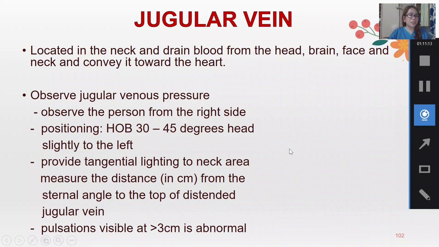You have to observe the jugular venous pressure. Ayan, jugular venous pressure. Observe the person from the right side. So, right side po ha, tandaan ninyo, right side. Positioning ng client, the head of the bed should be at 30 to 45 degrees, lightly to the left. Okay, so nakatingin sa left. Provide tangential lighting, dapat may ilaw sa neck area, and measure the distance in cm. From the sternal angle to the top of the distended jugular vein. So, gaano kahaba? Pulsations visible at less than 3 cm, at greater than 3 cm is abnormal.